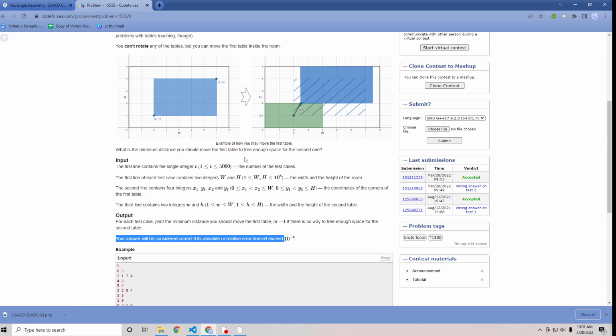So the key thing to notice is that the width and the height of the new table is less than the width and the height of the room. So here, if we know that the sum of the heights of both tables is less than the height of the room, then both tables can fit.